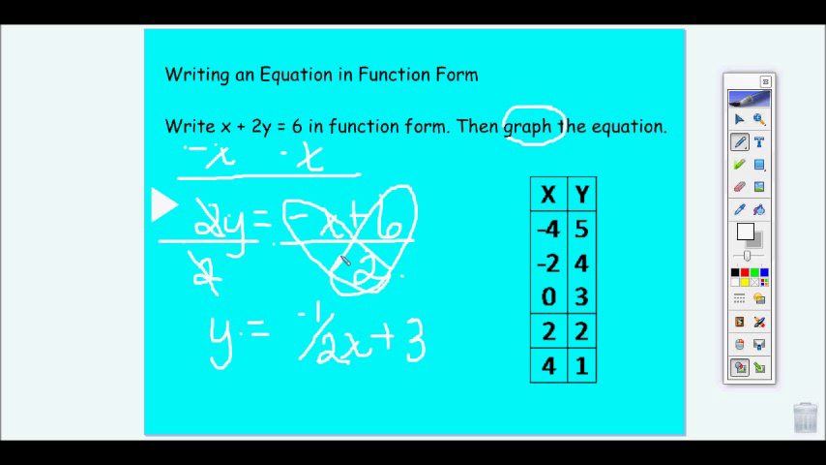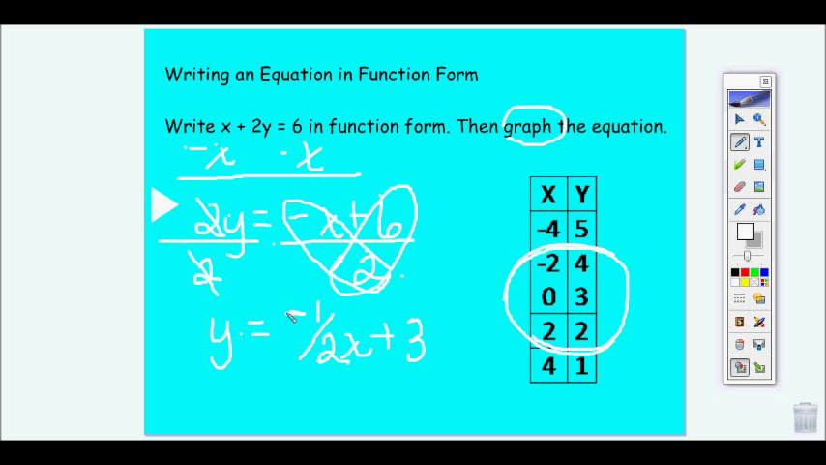Now, because I have a fraction as a coefficient to my x, I'm going to start out with these values. This is from the book and I've just copied it, but I'm going to put in these values. Because we don't like to work with fractions, even though we just practiced it before the break, we're going to put in numbers that will get rid of the fraction. So if I substitute x as -2, -1/2 times -2 is going to give me a +1. 1 plus 3 gives me 4.